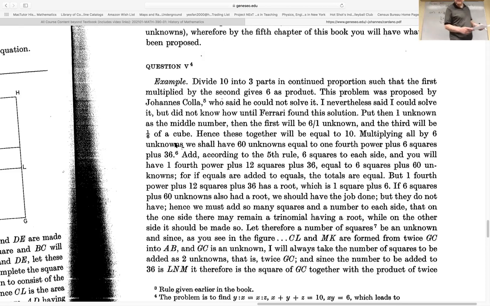He then says this here as 1/4 power plus 12 squares plus 36 equal, oh wait, no, not there yet. Hence these together, multiplying by all 6 unknowns, we shall have 60 unknowns equal to 1/4 power plus 6 squares plus 36. That is what we have here. I'm going to leave off on this translation. You can come back and look at it if you want.